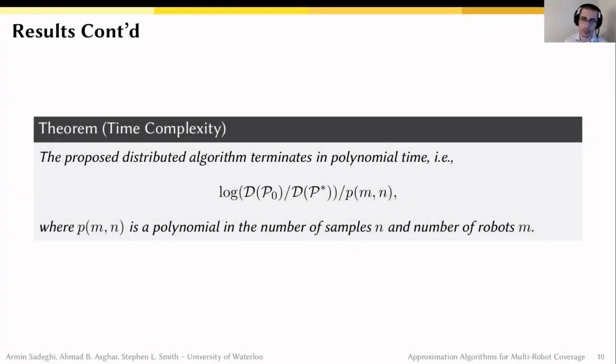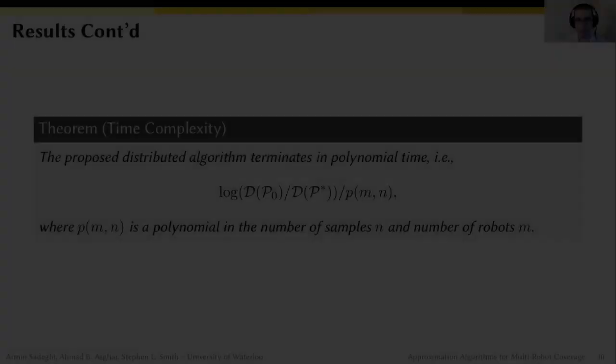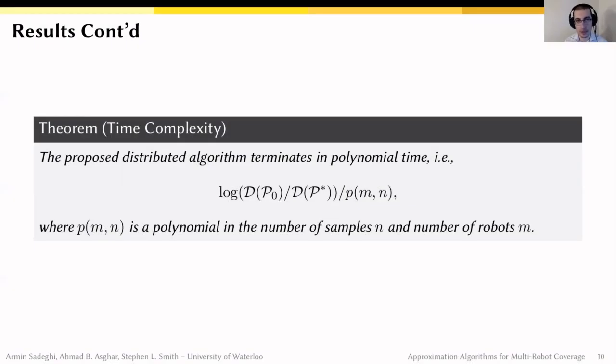Another interesting result that we provide, compared to the existing results in the literature, is that our algorithm is a polynomial algorithm, which means that it will terminate within the log of the solution cost in the initial scenario divided by the globally optimal solution, divided by a polynomial, which is a function of the number of samples in the environment and the number of robots.